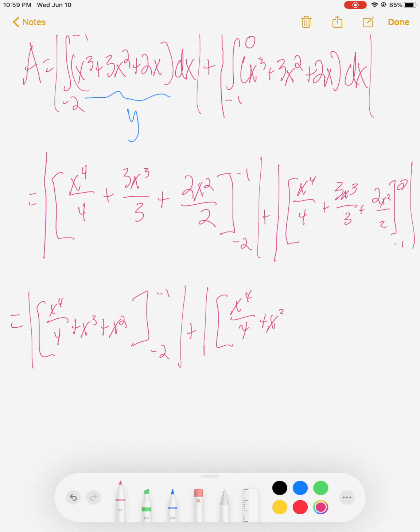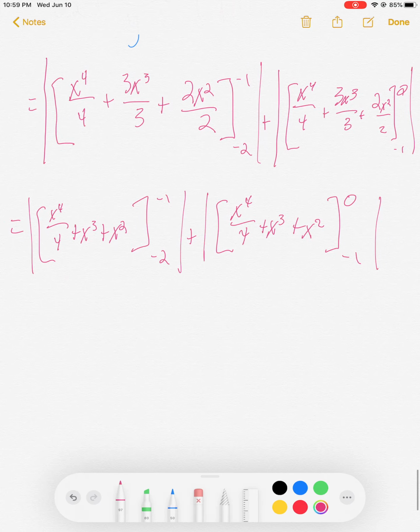Okay, well, let me go ahead and simplify ever so slightly. This just becomes x to the 4th over 4 plus x cubed plus x squared, evaluated from -2 to -1, plus, again, absolute value, x to the 4th over 4 plus x cubed plus x squared, evaluated from -1 to 0, absolute value. Okay. Whew. Now I'm going to go ahead and start plugging in my bounds.